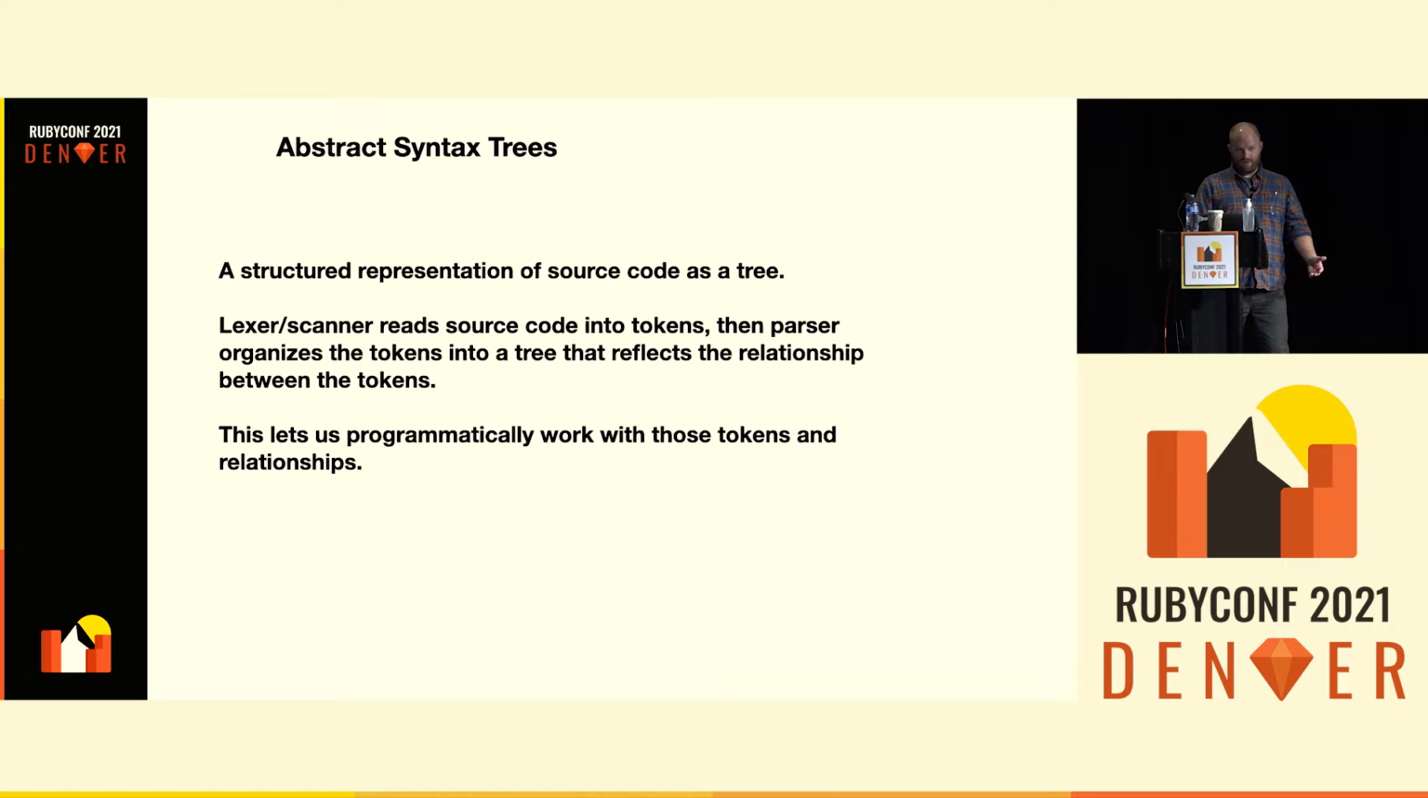So what's an abstract syntax tree? Well, it's a tree that represents the structure of our source code. We have the lexer, that first part that reads the source code into tokens, and then we have the relationships between them so that we can programmatically look at the relationship between different parts of our source code. Again, flying past this, it'll make more sense in code.